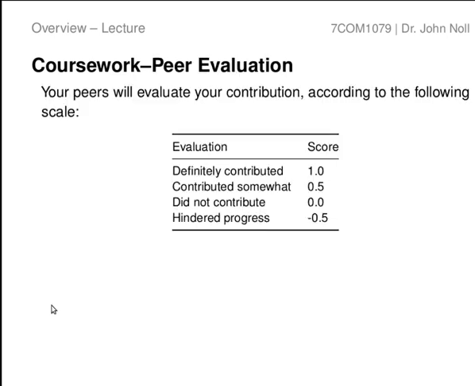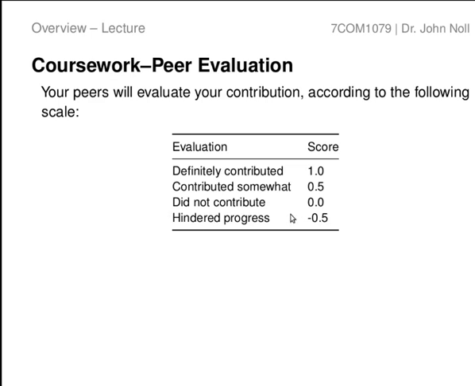I want to look more closely at the peer evaluation, because in the past, it seems some people have decided that the group project is a project for the other members of the group, and they don't feel like they need to contribute. Your peers may feel differently about that, and so everybody assesses the group members on the degree to which they contributed. Whether they definitely contributed, somewhat contributed, did not contribute, or hindered progress.